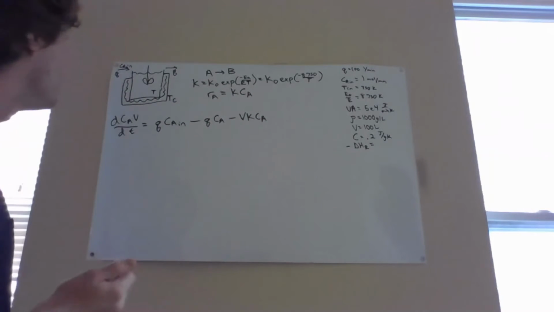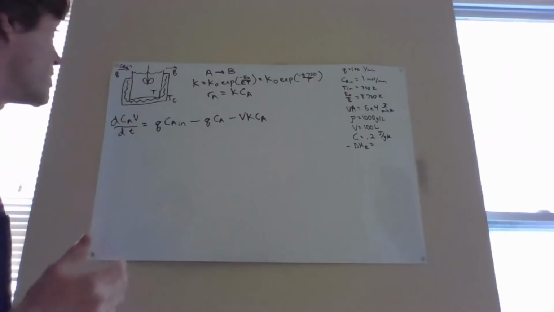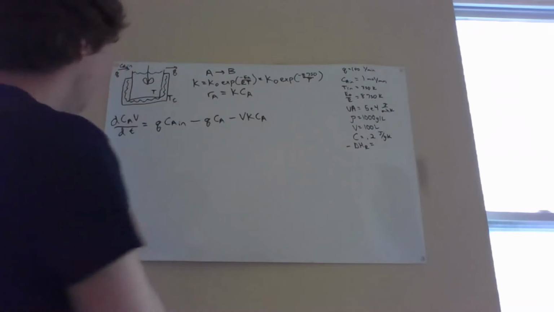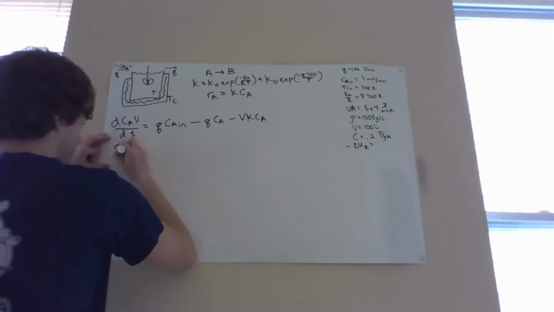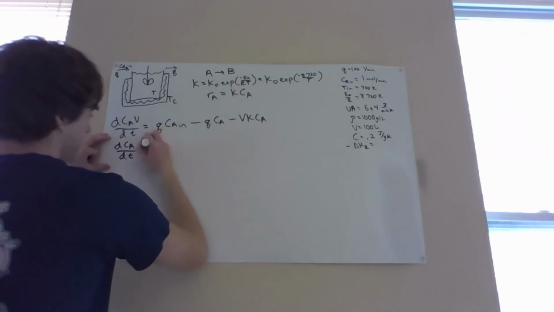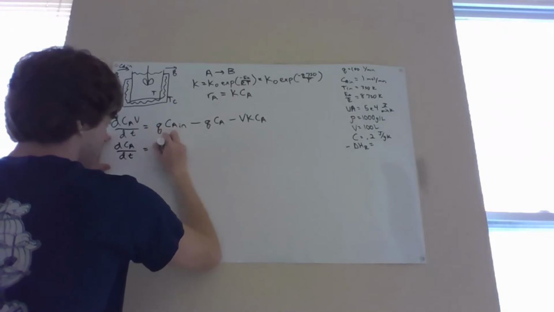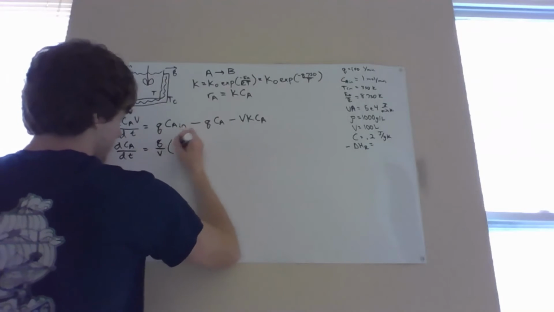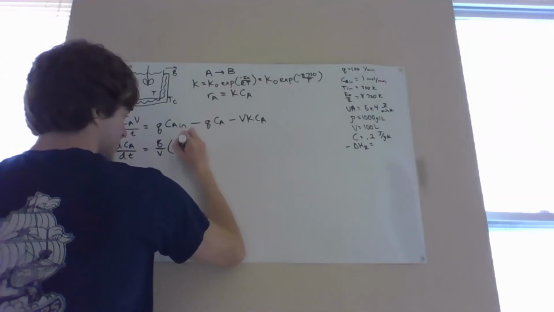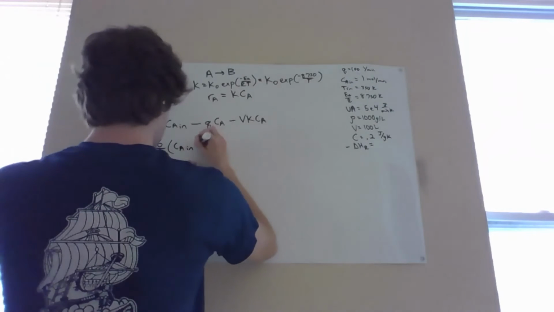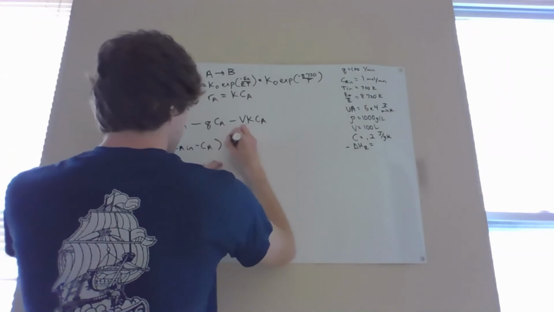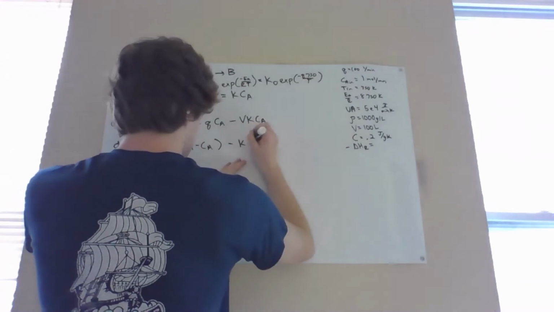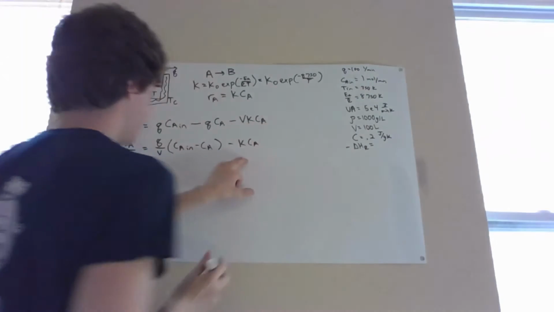Now, we can divide both sides of this equation by volume and rearrange it to get the rate of change of our concentration with respect to time. This will be equal to our flow rate over the volume of the tank times the concentration of A going in minus the concentration of A in the tank, minus the rate at which A is being used up by the reaction.